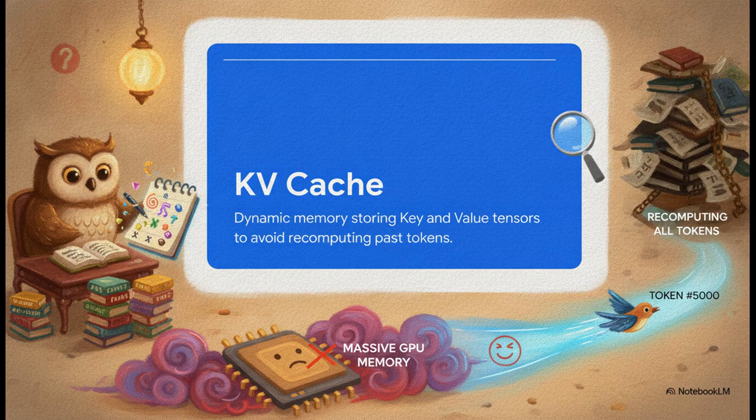The KV cache fixes this. It just saves that intermediate math, the keys and values, for every single token. Instead of rereading the whole book for every new word, it just checks the notepad. The trade-off? You get incredible speed, but it costs you a massive amount of GPU memory.